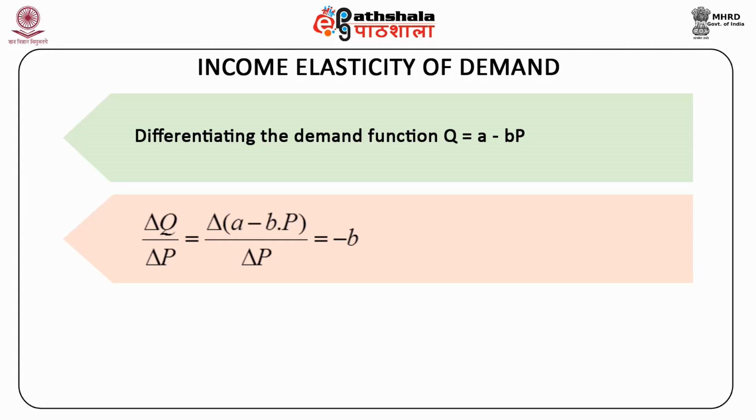Given a demand function, price elasticity can be expressed as EP is equal to minus B into P by Q. Given this formula, the price elasticity can be measured by substituting the numerical values for A, B, P, and Q from an estimated demand function.